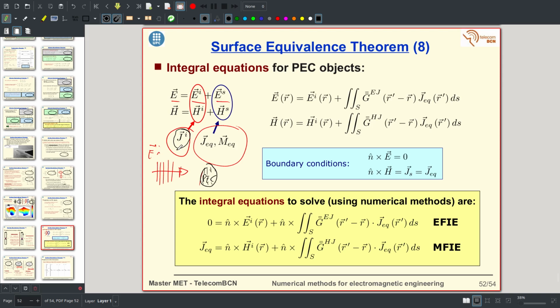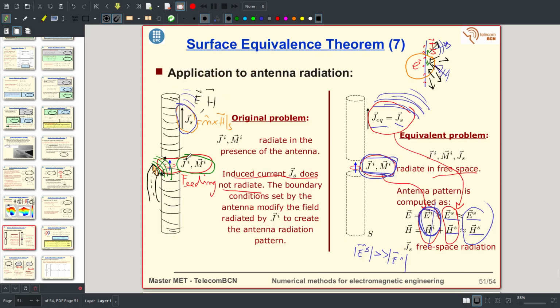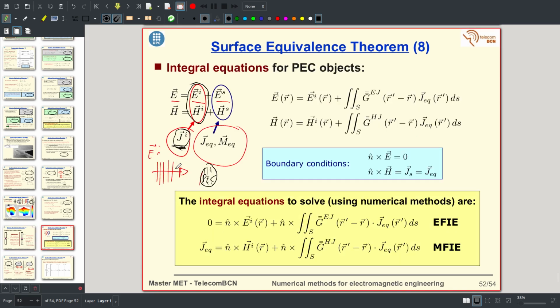So there are two very common cases. One, an incident plane wave on a perfectly conducting object. Here from the beginning, we set the incident field equal to a plane wave, and we don't care about the impressed currents. Or the antenna case, in which we have to know the feeding of the antenna to compute the impressed currents and the field radiated by the impressed currents in case that it is significant. We can neglect it very often. Okay?